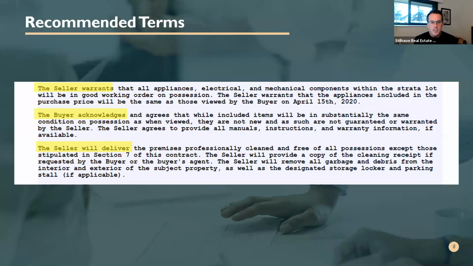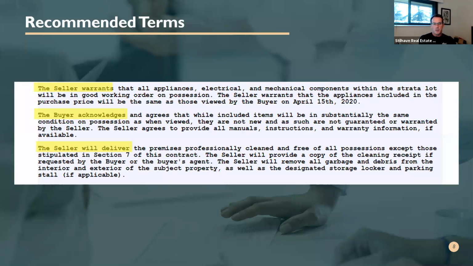In an unrepresented situation, when you're obviously representing the seller and you are not representing the buyer, please be careful about these clauses. Why on earth would you have the seller warrant anything, or the seller deliver anything, when you're not representing the buyer? Those clearly benefit only the buyer. They don't benefit your seller.